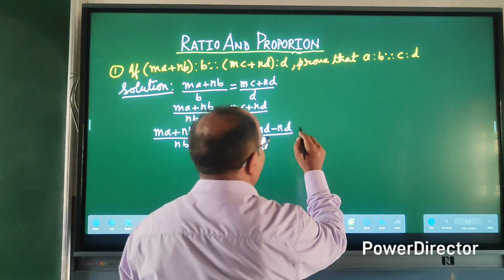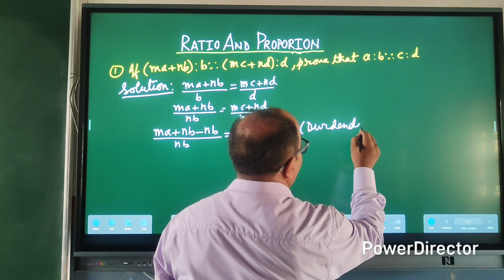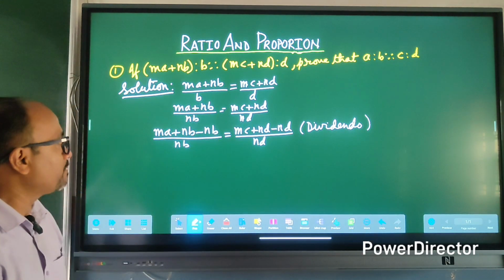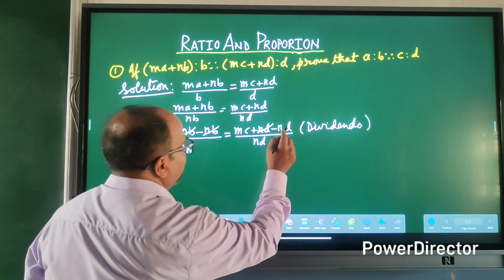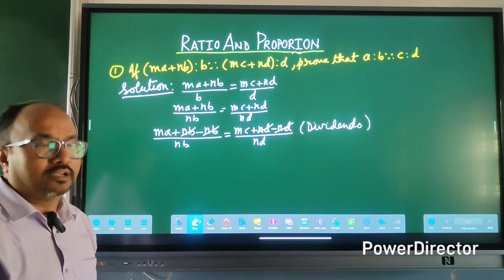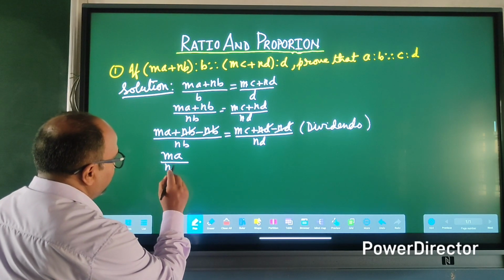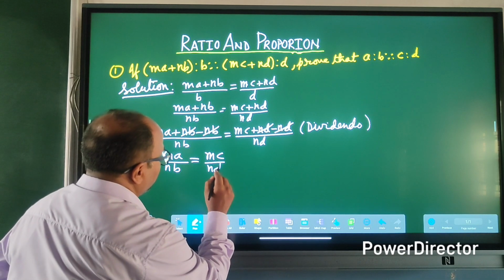Because I have applied dividendo here, I am mentioning here dividendo. So do remember to mention the reason. Now you can see plus nb and minus nb, plus nd and minus nd is cancelled. Let us write what is left here: ma by nb is equal to mc by nd.